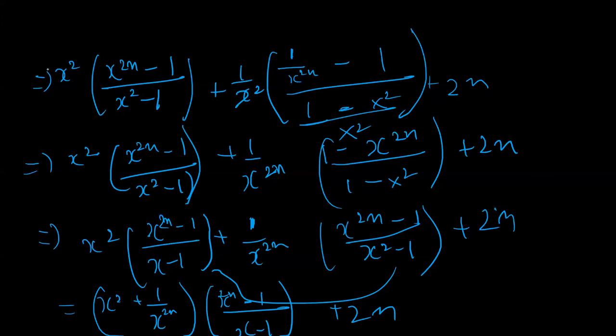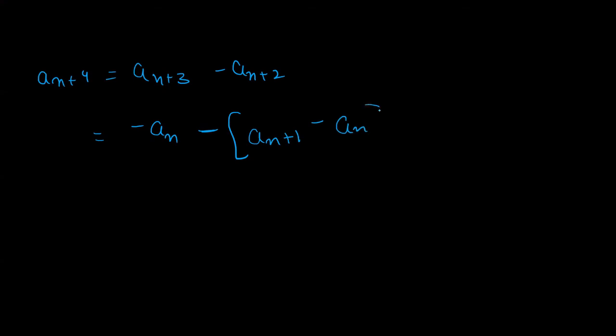See, I'll do it for a(n+4). Okay, that is a(n+3) minus a(n+2). So a(n+3)'s value, what I got? Minus a(n), right? And a(n+2)'s value is what? a(n+2) is given in the question. a(n+1) minus a(n). So it becomes what? Minus a(n). Okay, fine. Plus a(n).